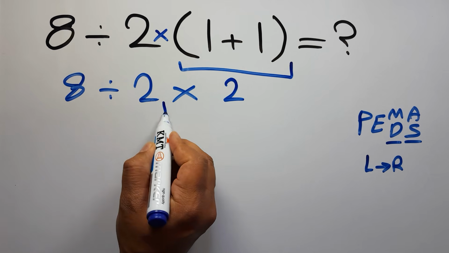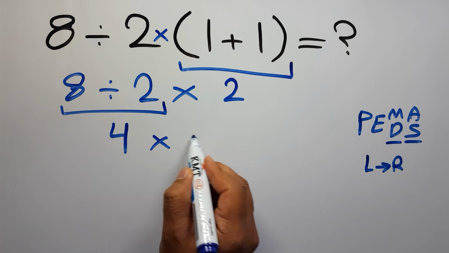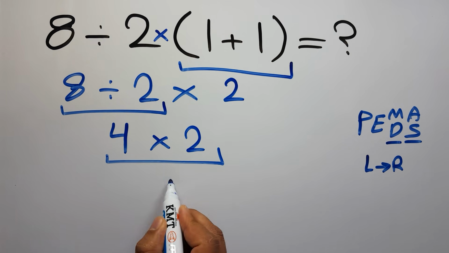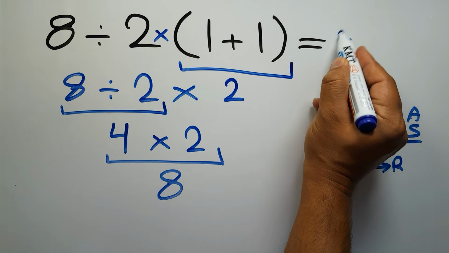8 divided by 2 gives us 4. So we have 4 times 2, which equals 8. And this is our final answer to this problem. The correct answer is 8.